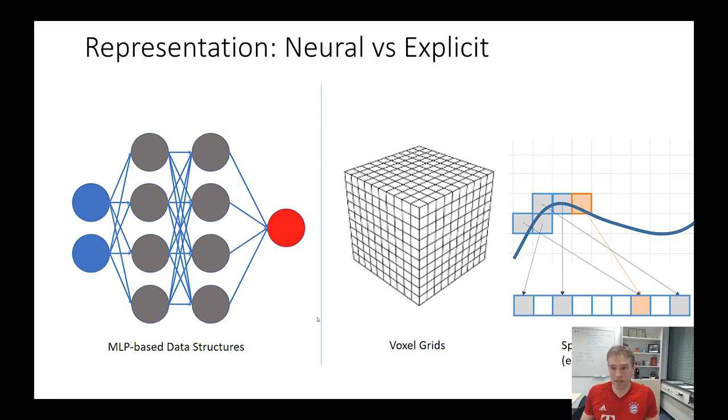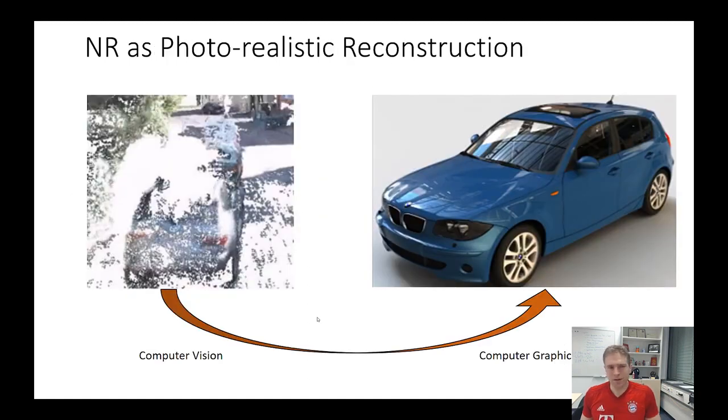And this exists for static scenes, but it also exists for various dynamic types of scenes. Following up on that, maybe neural rendering is not just used for the rendering part, but maybe it could also be used in terms of the reconstruction.